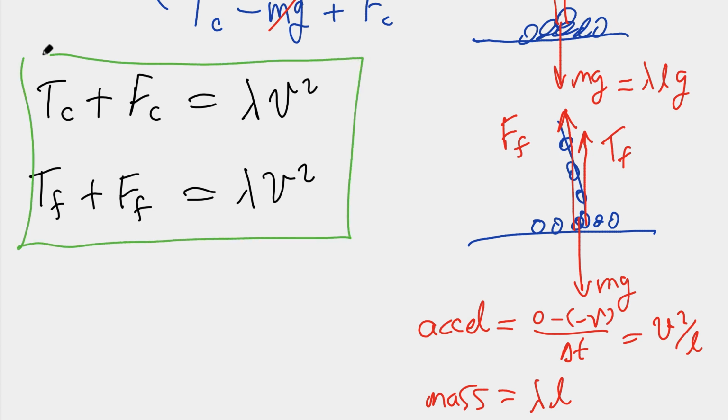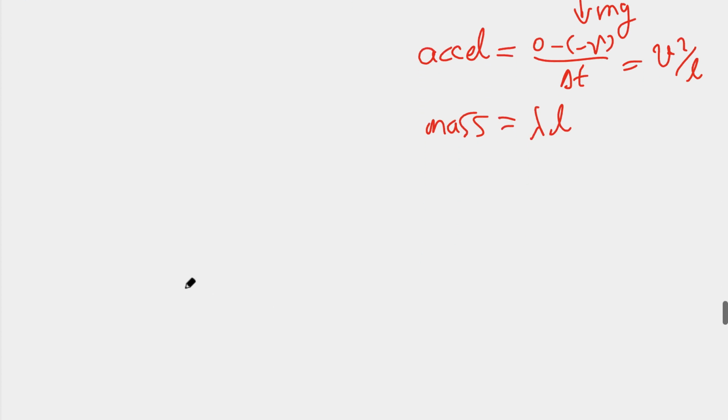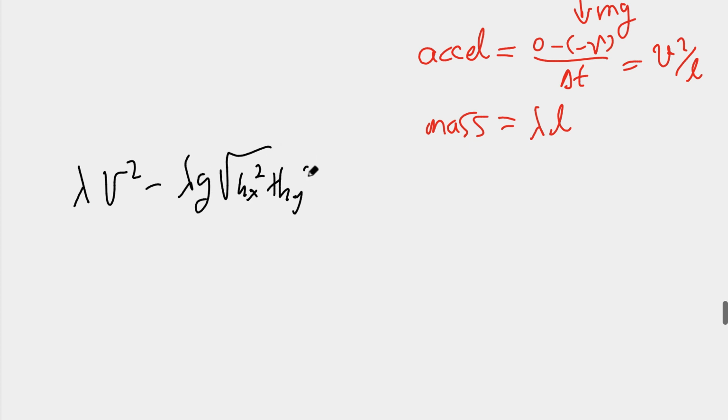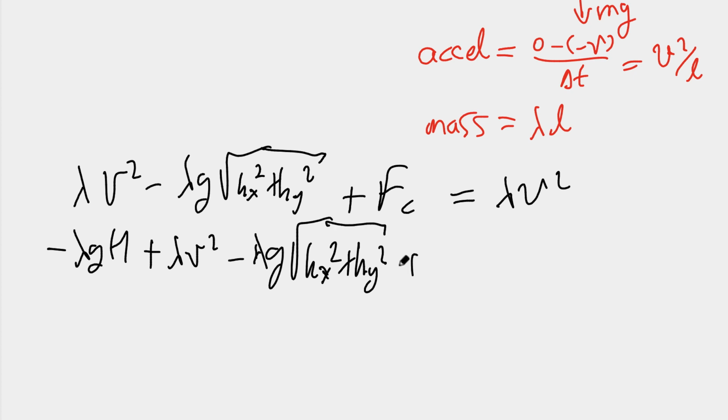And now we can use our previous result for the tension right here to evaluate the tension at the level of the container, that's setting y equal to h, and at the level of the floor, that's just setting y equal to 0. And then these equations become Tc is lambda v squared minus lambda g times square root of kx squared plus ky squared. That's the tension at the level of the container, plus the force that the container exerts equals lambda v squared. And for the floor, we have minus lambda gh plus lambda v squared, minus lambda g times square root of kx squared plus ky squared plus Ff, the force of the floor, equals lambda v squared.